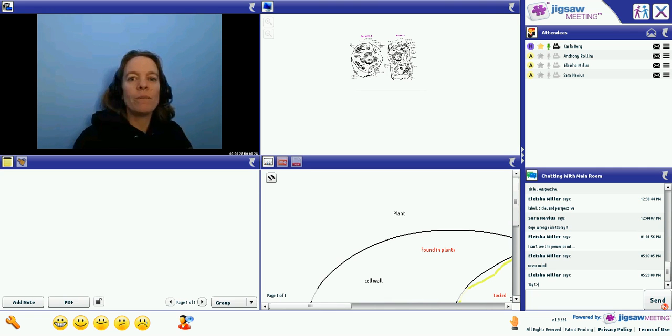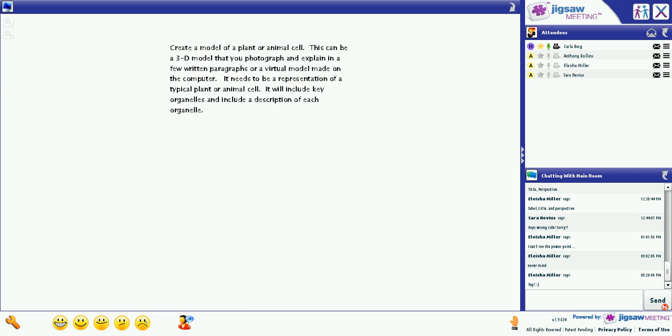What I would like to show you now is your homework. Up on the PowerPoint screen, under Documents, is your homework assignment. Now, it is listed in Moodle. You are going to create a model of a plant or an animal cell. This can be a 3D model that you take a photograph of. It can be a virtual model that you make on the computer. Or it can be a model that you practice your scientific drawing skills with. It is completely up to you.